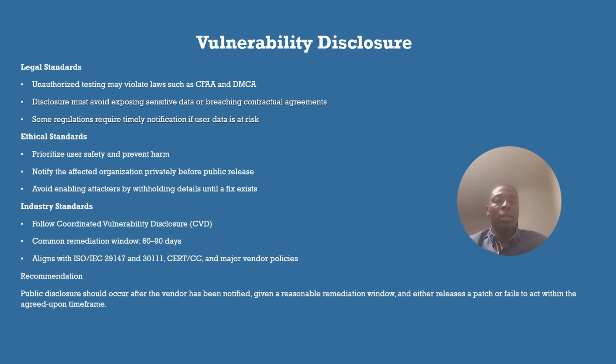impact. This slide summarizes the legal, ethical, and industry framework that guides responsible vulnerability disclosure. Legally, researchers must avoid unauthorized access and ensure they do not violate laws like CFAA or DMCA. Ethically, the priority is protecting users, meaning vulnerabilities should be reported privately first to give the organization time to fix the issue. Industry standards reinforce this through coordinated vulnerability disclosure, which typically allows a 60 to 90-day remediation window.